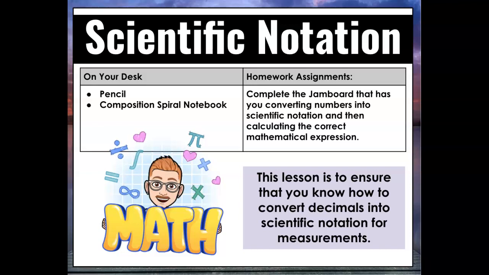Okay, so there are two lessons that I'm going to be covering in this. The first one is scientific notation, and the second one is significant figures. So let's dive into scientific notation first.